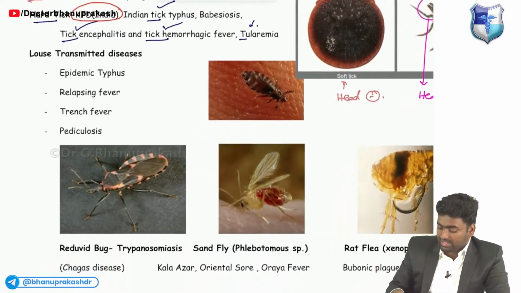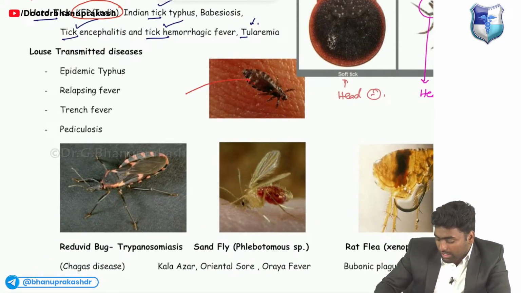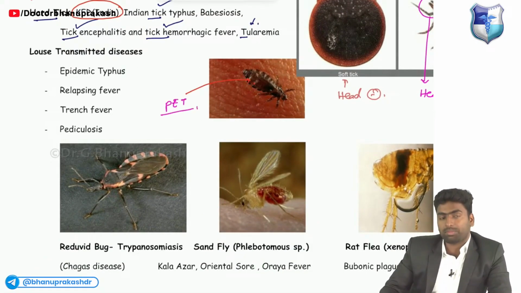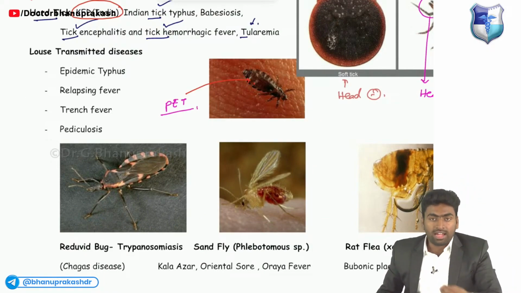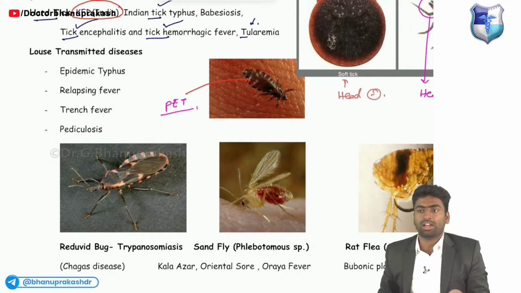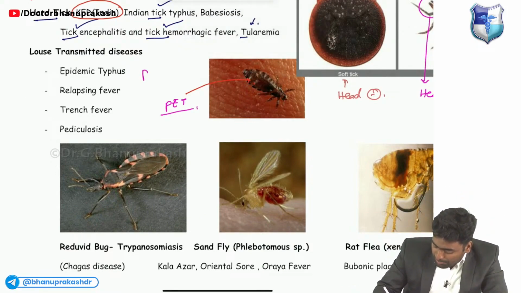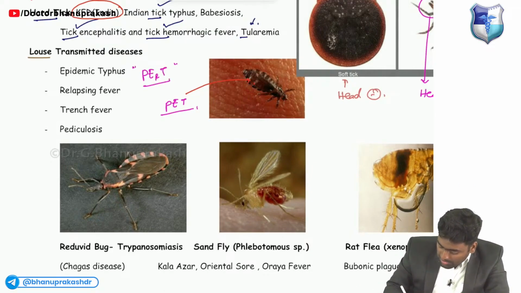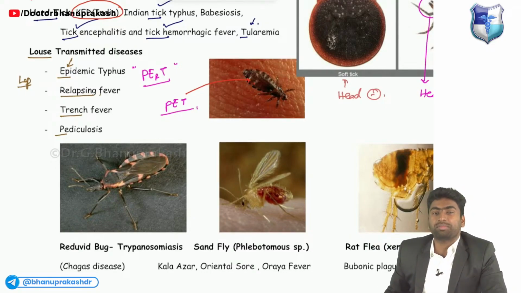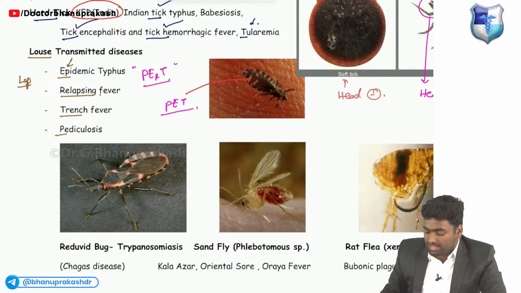Fine. And next, it is our favorite one, which is actually our pet. Who is our pet? Our louse. It is our pet because it is with us, right? We have a dog, cat, and one more pet, which is this louse. So remember them as PET. The diseases of the louse: epidemic typhus, relapsing fever and trench fever. Remember it as LEP. So these are the diseases which are spread by this louse. Yeah, good guys.